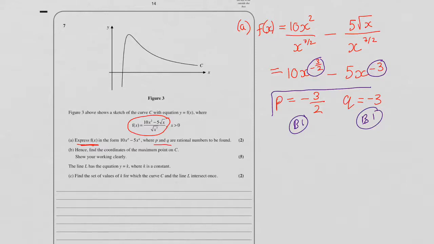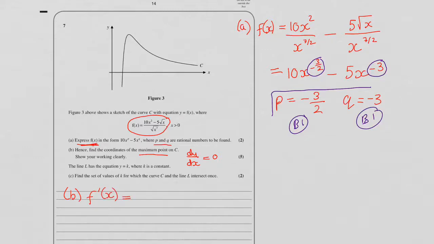Okay, part B. It's talking about here maximum points. And as soon as you see anything about maximum points, minimum points, you should be thinking, okay, so that's when your gradient is 0. So even if you don't fully understand the question, there's little hints in a question that tell you what to do. So part B, the first thing we need to do is differentiate this.